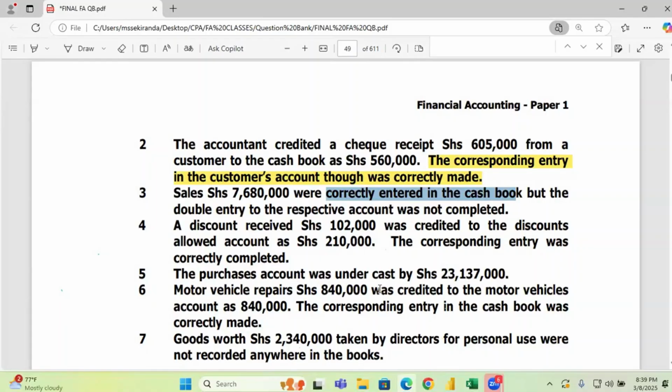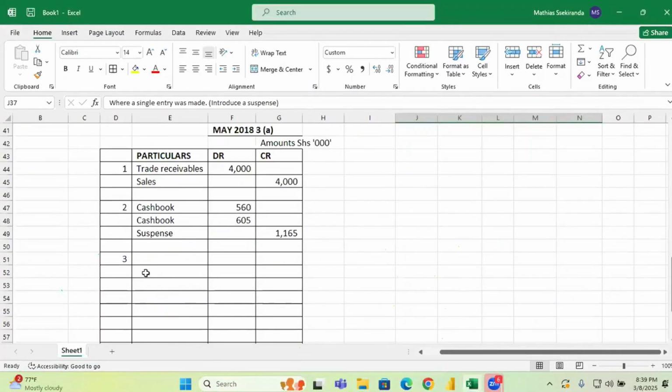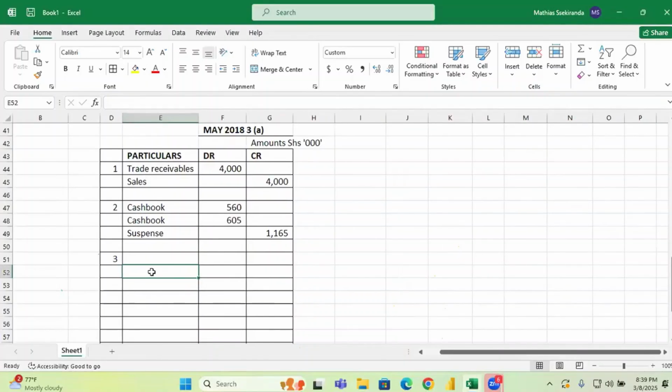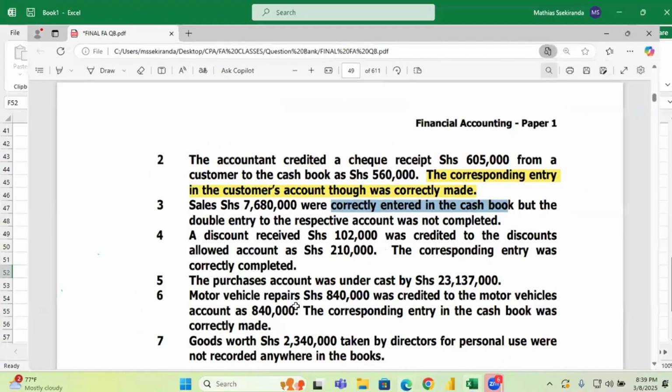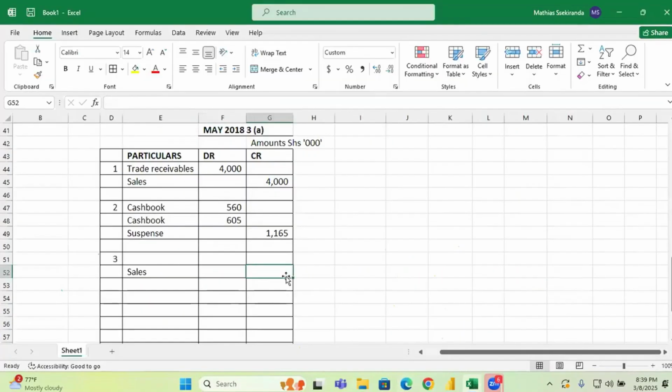They didn't credit the sales. Very good, Newton. Very good. Double entry for sales, eh? So they didn't credit the sales. Very good. So therefore, you credit the sales. You credit the sales with 7,680, and automatically the debit goes to the suspense.